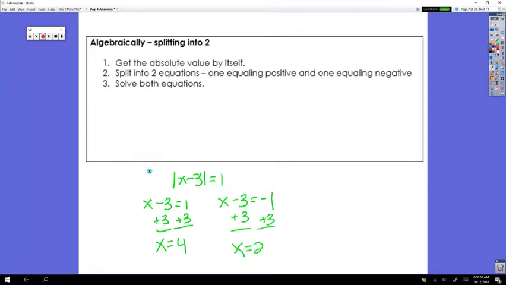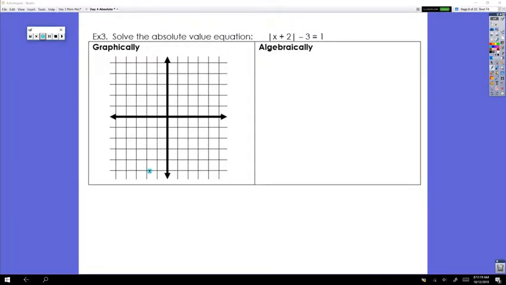X is equal to 2. And you can see that we got the same answer that we did when we solved this graphically. Now let's look at this example. We're going to solve for this graphically and algebraically. So what I'm going to do is solve this graphically by moving this 1 over here.